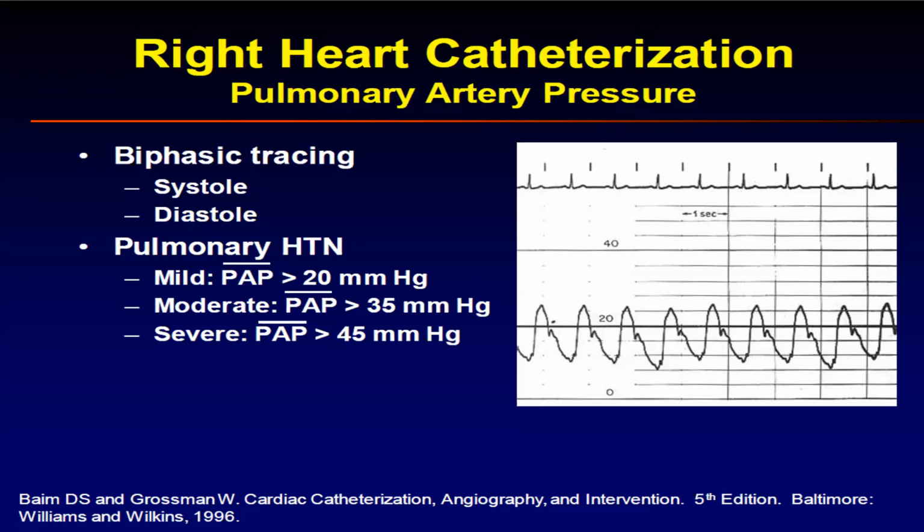Then you have group 3 pulmonary hypertension. Group 3 pulmonary hypertension is someone with lung disease, for example, with pulmonary fibrosis, or someone with long-standing chronic obstructive pulmonary disease. Group 4 is chronic thromboembolic disease. Someone with chronic pulmonary embolus will develop pulmonary hypertension.